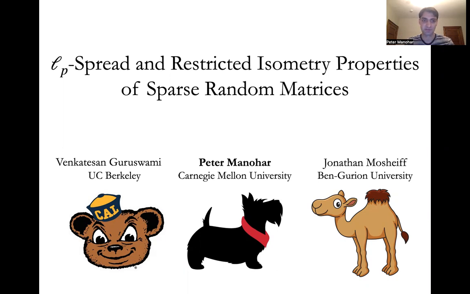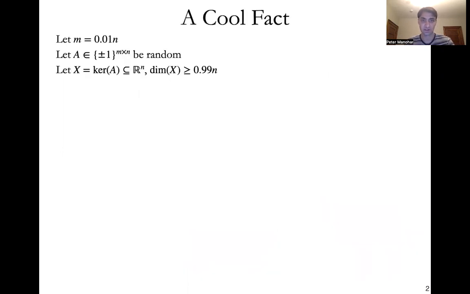Today, I'm going to be talking about the LP spread and restricted isometry properties of sparse random matrices. I'm Peter, and this is joint work with Venkat Guruswami at UC Berkeley and Jonathan Mosheiff at Ben-Gurion University. So I'd like to start off the talk by just talking about this really cool fact.